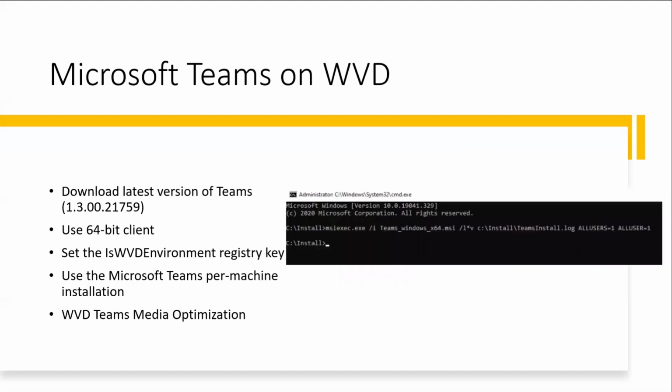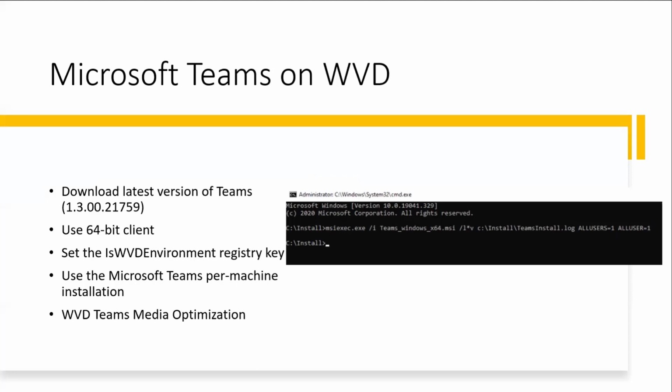Also, there are two flags that must be set when installing Teams. We've got the ALLUSER and ALLUSERS parameter. The ALLUSER parameter is only used in VDI environments to specify the per-machine installation, and the ALLUSERS parameter can be used in non-VDI and VDI environments. When you set this parameter, the Teams installer will appear in Add and Remove Programs.